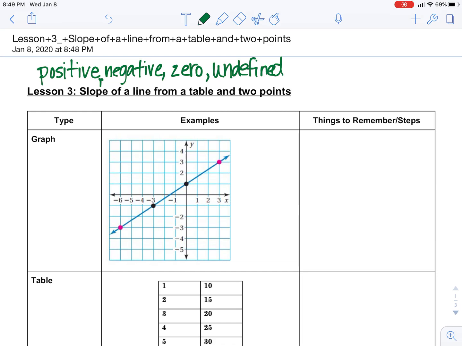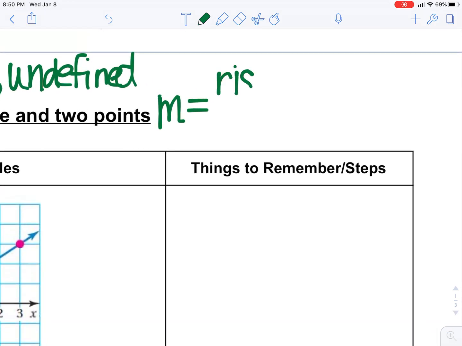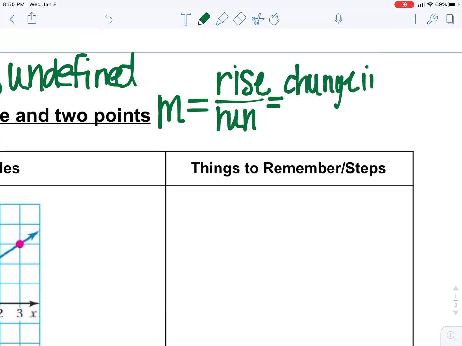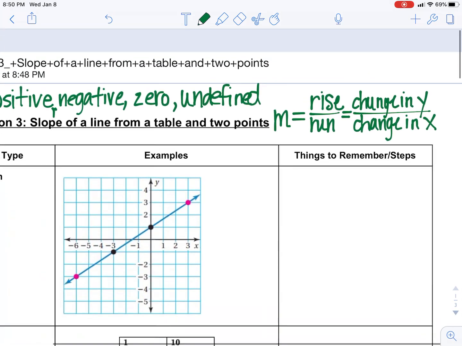All right, so slope is defined by the letter M. And when we define it by the letter M, we also say it is our rise over our run, or equivalent to the change in y over the change in x. And then we also talked about slope from 2 points, and we're going to do some examples from that. So I'm actually going to put that down in those examples.